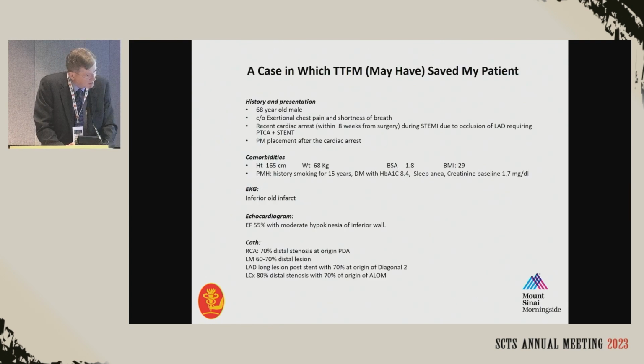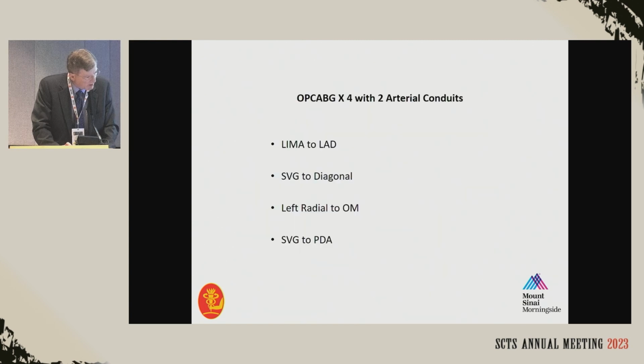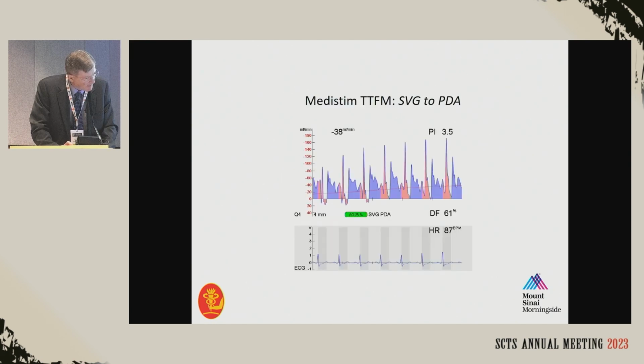So I'm going to show you a few cases. The first one is where I think this TTFM may well have saved my patient. This was an OPCAB with 2 arterial grafts, a LIMA to the LAD, radial to the OM, and these were all separate grafts. This is an older case with the proximal anastomosis done with a Heartstring device.